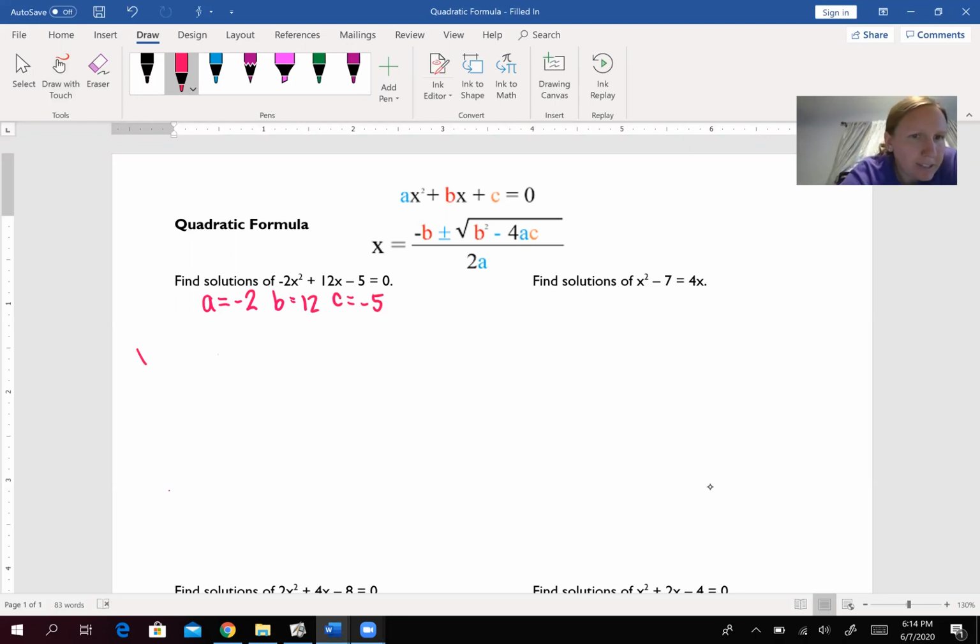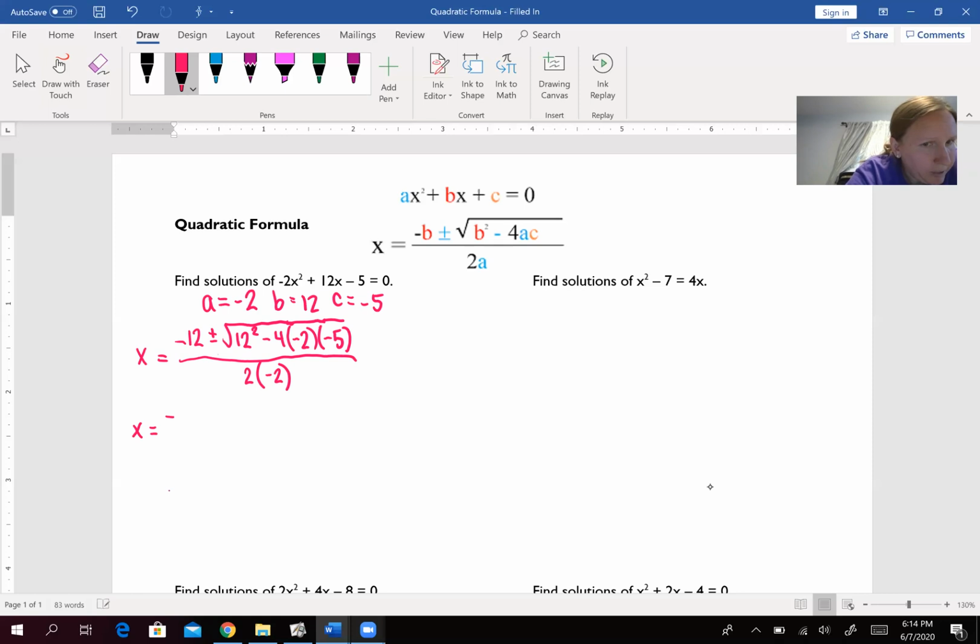So we're going to have x equals negative b. So in this case, -12 plus or minus the square root, I'm going to do a pretty big square root, of b squared. So I'm going to write out 12 squared minus 4 times -2 times -5, 4ac. And that is all over 2a, so 2 times -2. And now we can start simplifying things a little bit here.